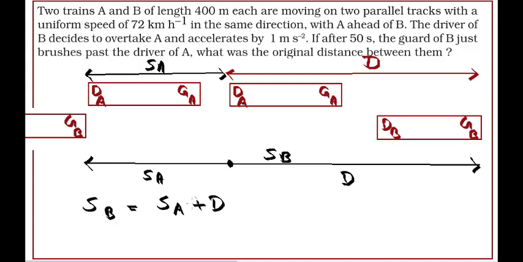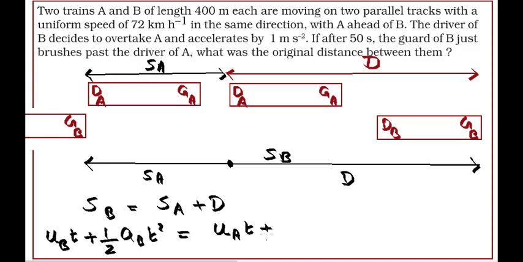Train B is accelerating, so we have to use the equation S equal to ut plus half at square. Train A is in uniform motion, so you use S equal to u into t, initial velocity into time. Substituting that, SB is initial velocity of B into time taken plus half into acceleration of B into t square, equal to SA, uniform motion, initial velocity of A into t, plus the distance between them, d. If you solve this equation, you get the answer.